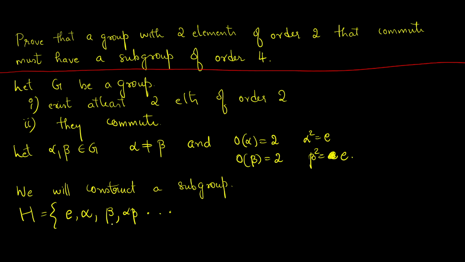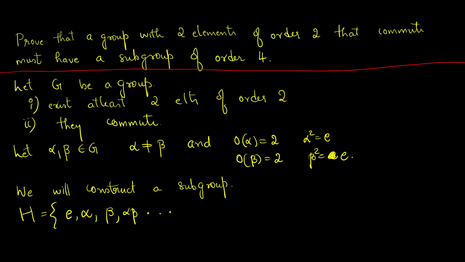Alpha is different from beta, by construction, we know by what is given. Similarly, beta is also different from identity. That much we are sure. But what if alpha beta is equal to identity? Then there is no point in proceeding further, right? We cannot get a subgroup of order 4 from this. Here we are just taking some elements and trying to construct a subgroup. If we put identity, alpha, beta, and alpha beta is again identity, then we will just get a subgroup of order 3, right? There cannot be much more.